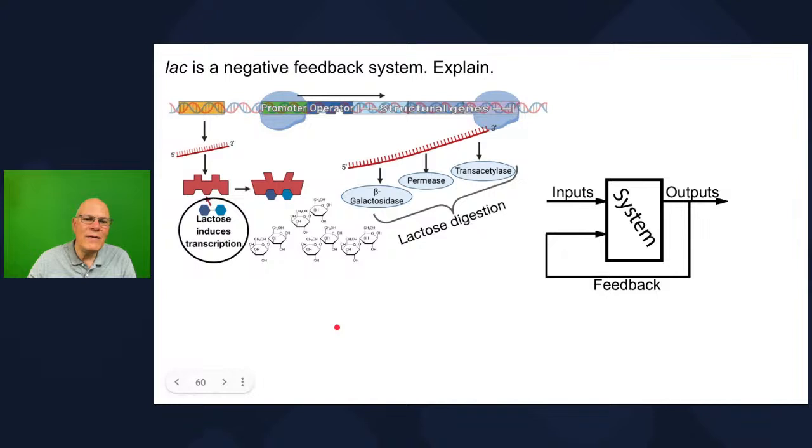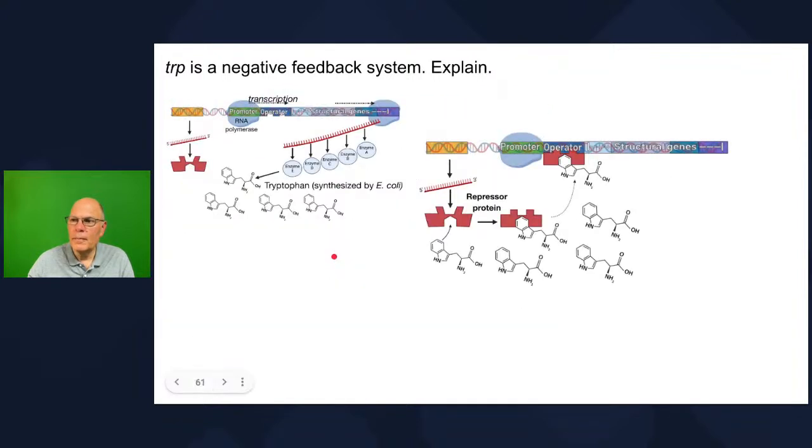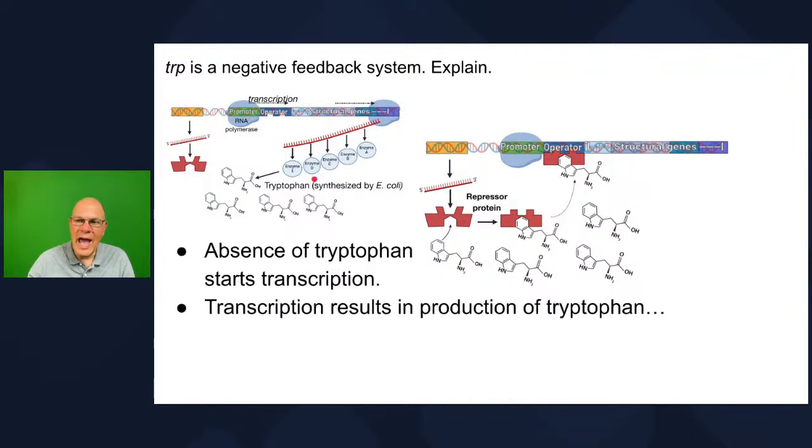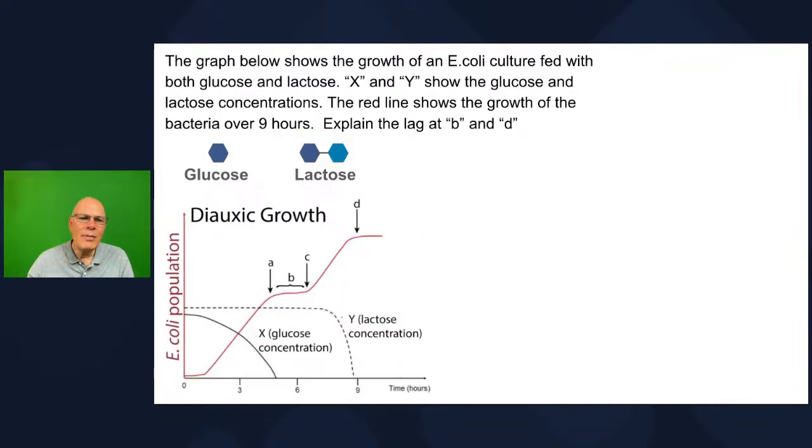These are all negative feedback systems. Again, connecting what we're learning in operons to what we learned in Unit 4 about feedback and homeostasis. Why is that? Because what the system does is it turns itself off. So if there's lactose in the environment, what happens? We produce enzymes to digest all the lactose, and then the system will turn off. Same thing with TRP. TRP's also a negative feedback. Why? Because when tryptophan is in the environment, it keeps the cell from making tryptophan. It turns expression of the system off. Same thing. Absence of tryptophan starts transcription. Transcription results in production of tryptophan, which turns the system off. Negative feedback.